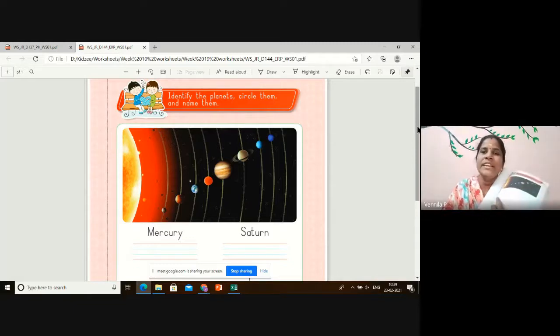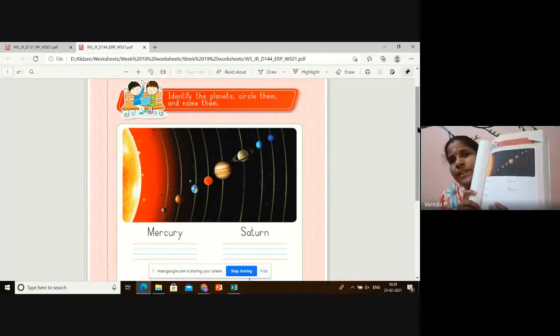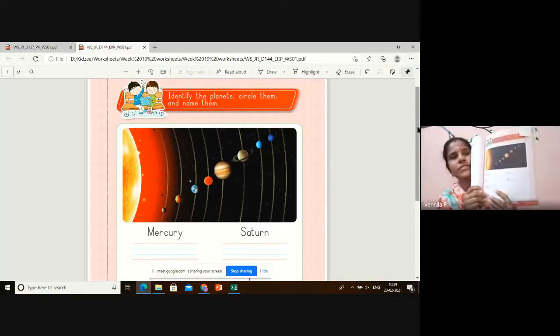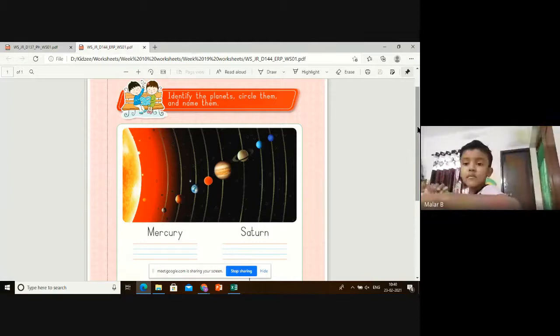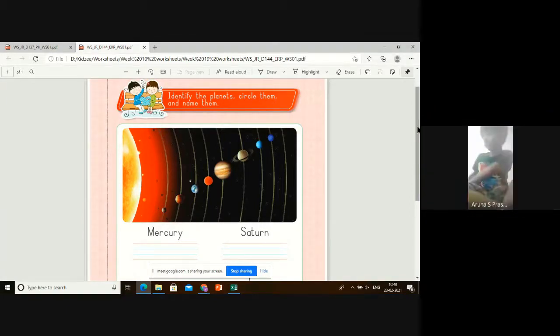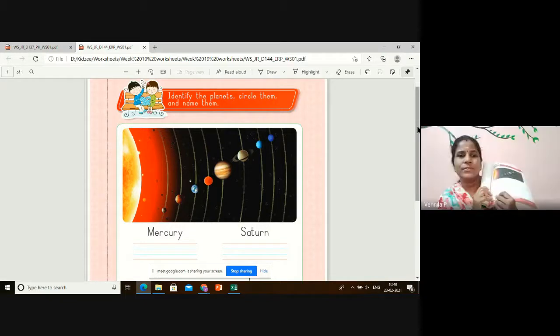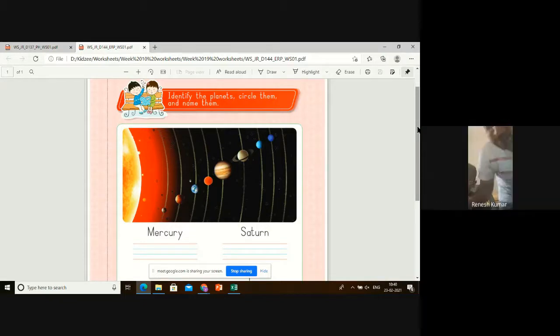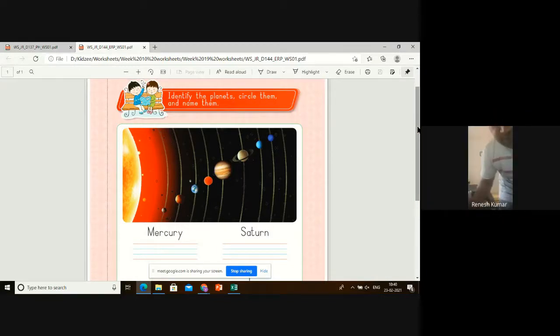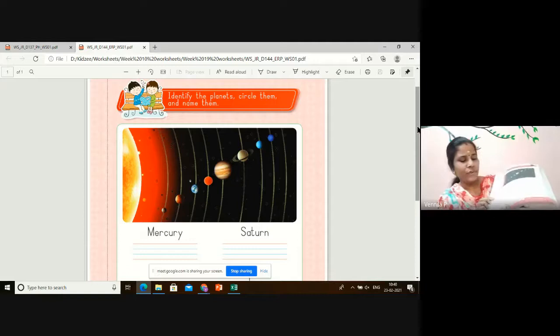Parents, please check and tell me whether this worksheet is with everyone. Or else those who are not having it, please let me know. I'll send the soft copy. Everybody has it, ma'am. Is anyone not having the worksheet except Karthikeyan? Page number 144 ERP.